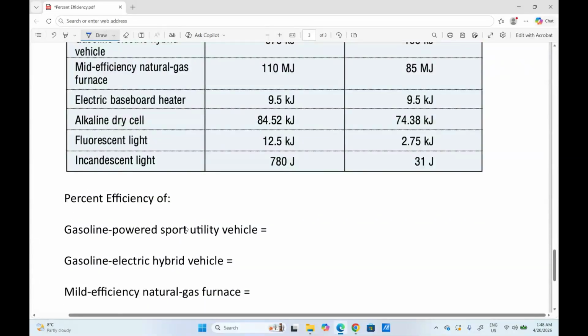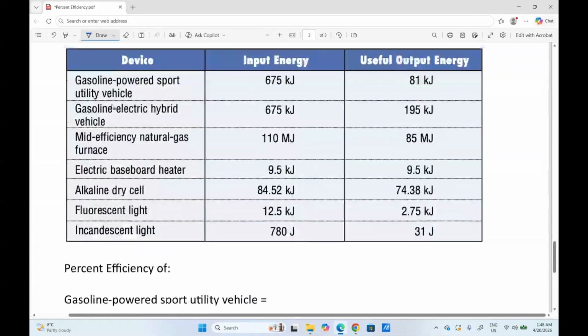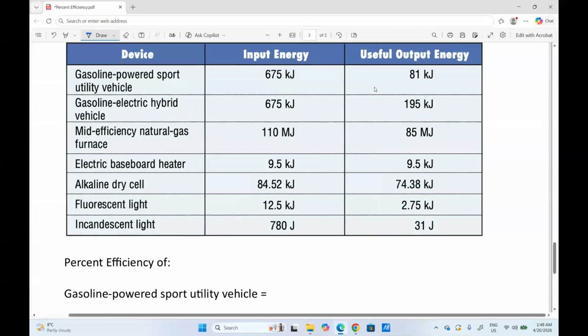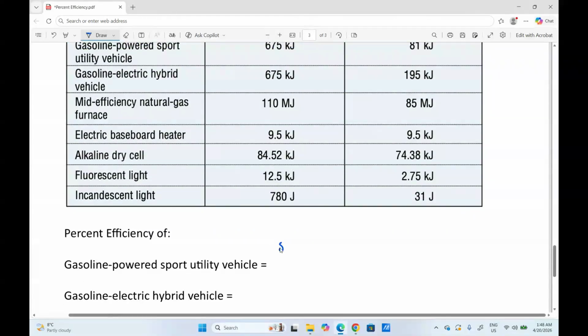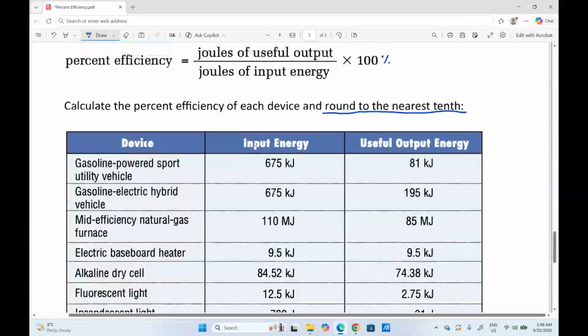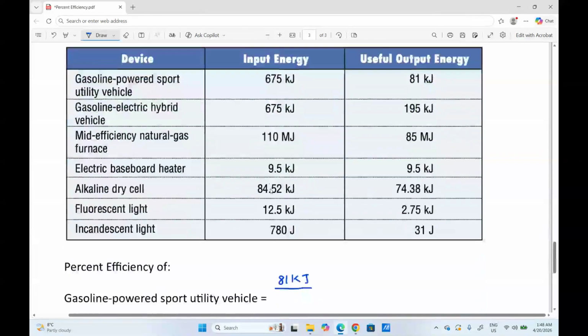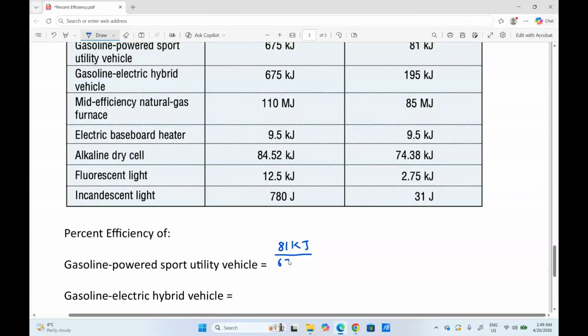The first one we're going to talk about is the gasoline-powered sports utility vehicle, which can be found here. The useful output energy is going to be 81 kilojoules, and I'm going to divide it by the total input energy, which is 675 kilojoules. Then I'm going to multiply that by 100%, and that will be how to calculate the percent efficiency.